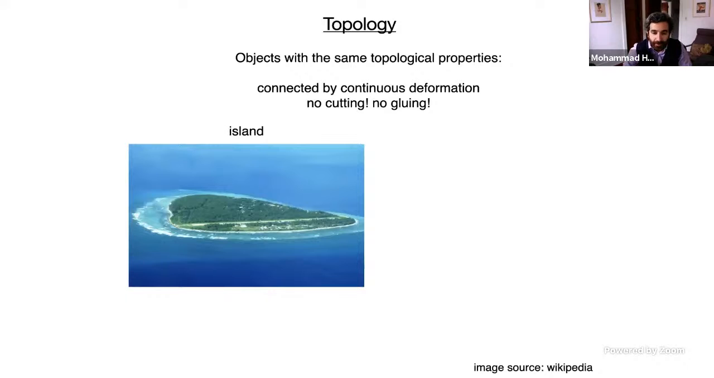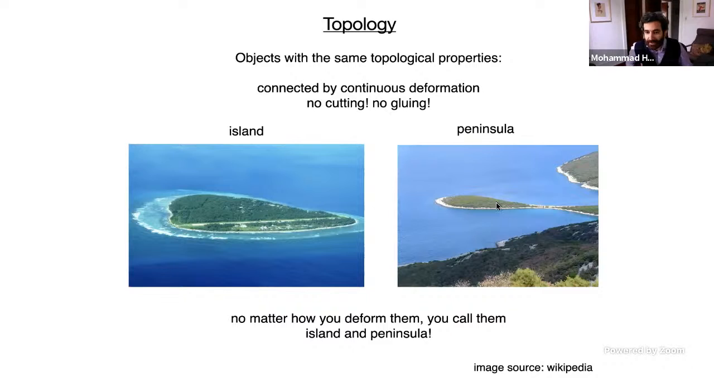I would like to give another example, which is an island, something I would like to visit at some point when the pandemic is over. We call it an island regardless of its shape. It can be rectangular, a circle, or heart-shaped. But if this island happens to be connected to some part of a land, then we call it a peninsula. We never call it an island, regardless again of its shape. So all kinds of islands are topologically the same, and all peninsulas are topologically the same. No matter how you deform them, you call them island and peninsula.